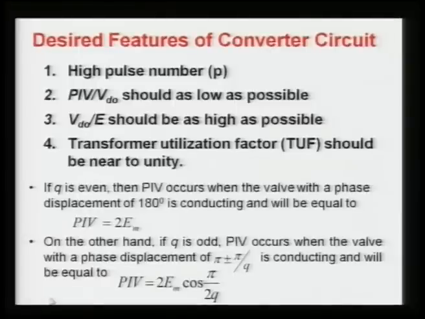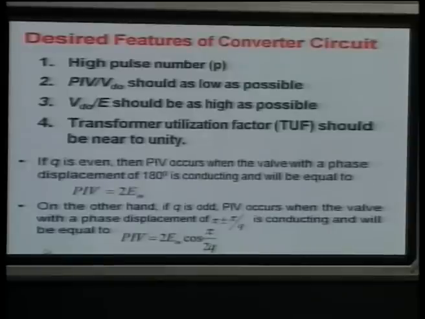But on the other hand, if Q is odd, the peak inverse voltage occurs when the valve with the phase displacement of pi plus or minus pi upon Q is conducting, and it will be equal to, as already explained, 2 EM cos pi by 2Q.